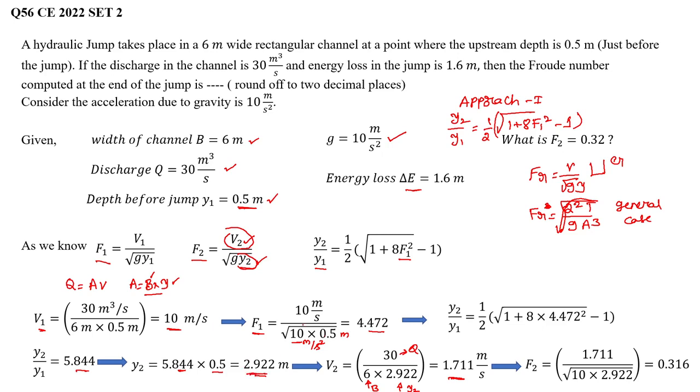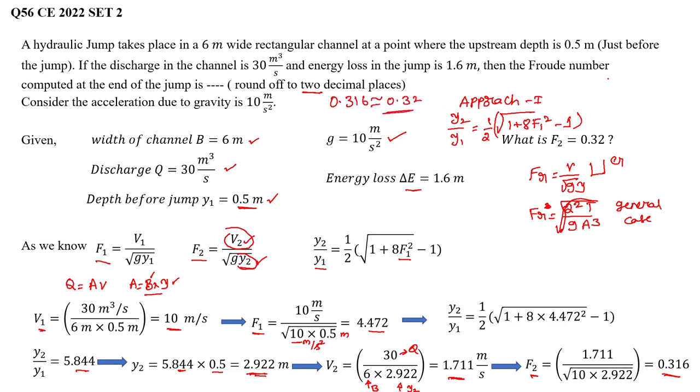Okay, so you see the rise in the water level. Now by using this V2 and Y2, we can calculate F2. So F2 equals 1.77 divided by the square root of 10 into 2.992, which is nothing but 0.316. But in the question they told us to round it up to 2 decimals. So it will be 0.316, approximately equal to 0.32.